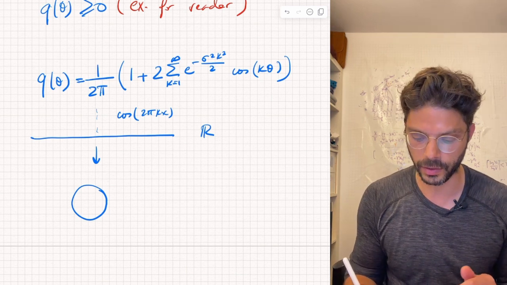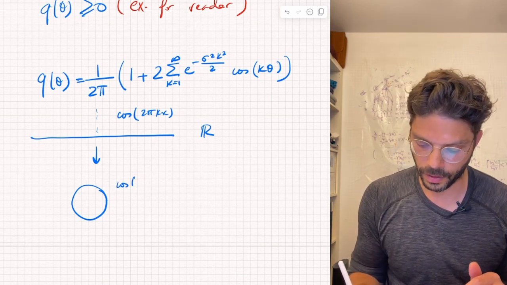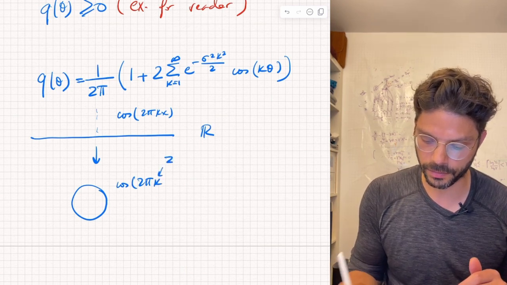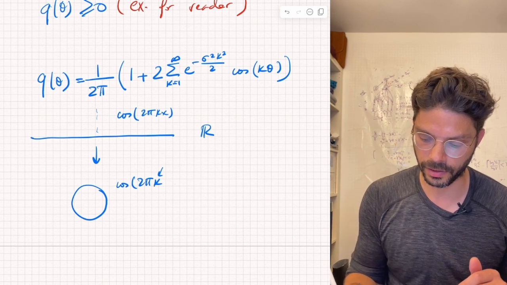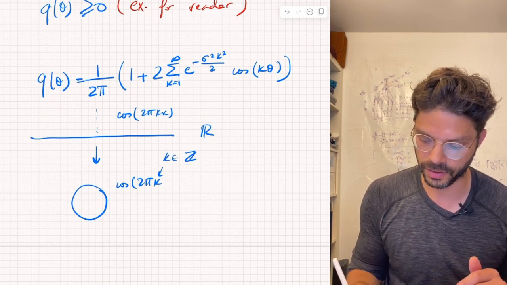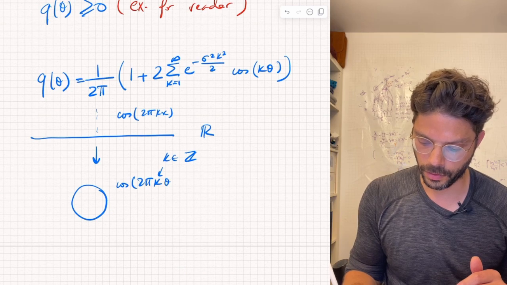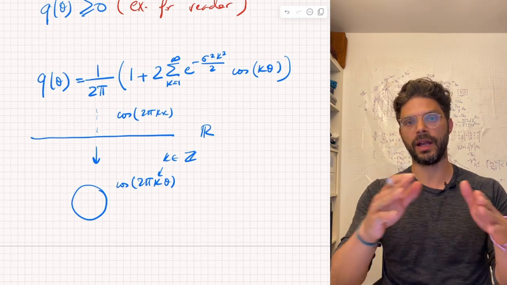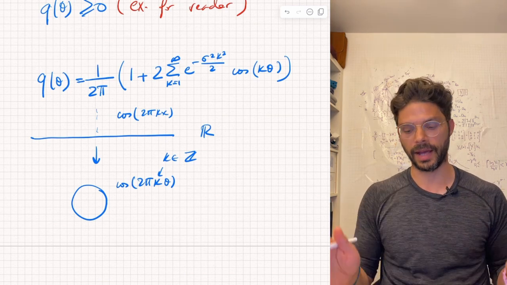So you can say, well, maybe what's going to happen when we go to the unit circle is, first of all, we're going to have cosines. But now these k's are going to be integers, so k belongs to Z. And maybe the coefficients will also have that Gaussian shape.